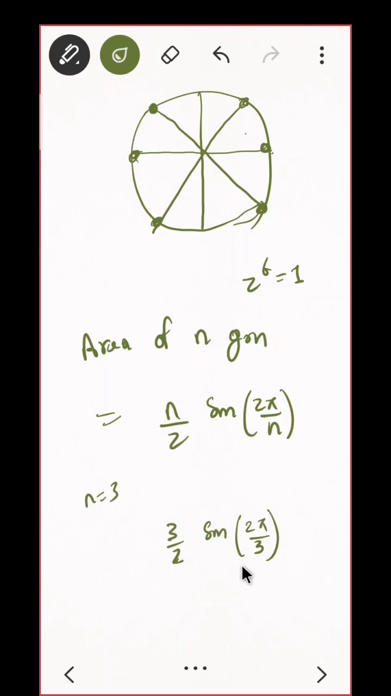What is the value of sine 2 pi by 3? How will you get that? Sine 2 pi by 3. Tell me. That is 120, right? That is 180 minus 60, you can do. Sine 180 minus 60, what will it be? Sine 60.